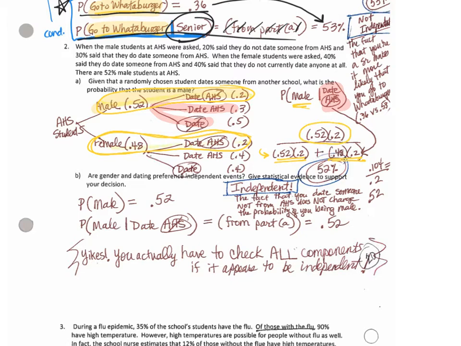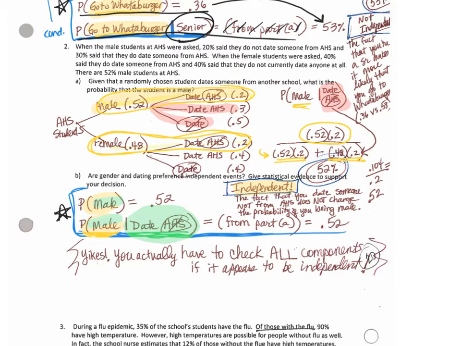So that's overall 0.52. So again, for this test of independence, I want you to show this piece here. I want to see this notation. I want to see, here's the conditional. I kept that one because that is from the first part. So that's what I chose to write here. And then since this was male, I did male overall, which was also 0.52. So they are independent.